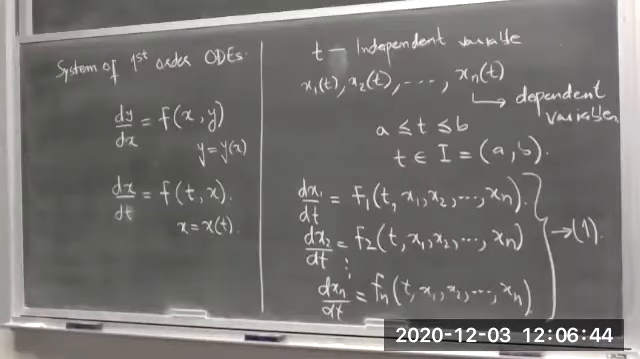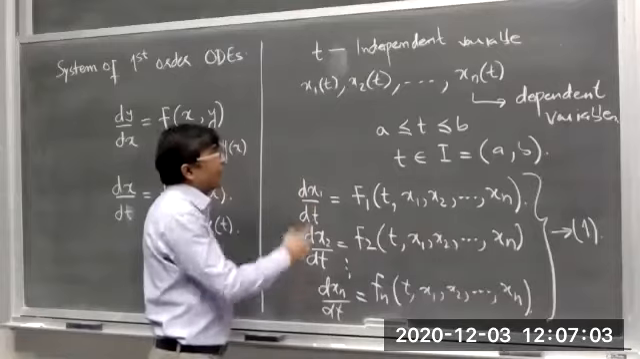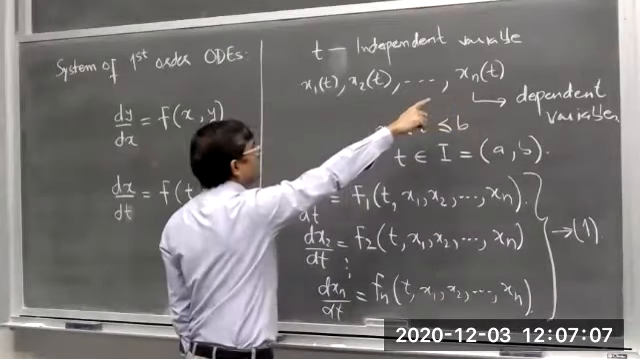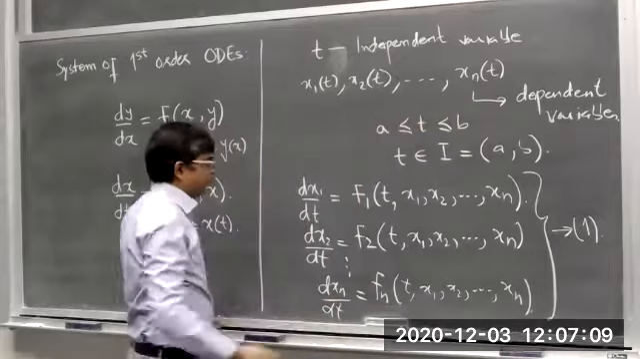Is there any question? The question is: inside this, f1, f2, fn, are these all first derivatives, dx1/dt or dx2/dt, or is dx2/dt a second derivative? No, the x1, x2, xn are n different dependent variables. They are not derivatives. They are different variables.